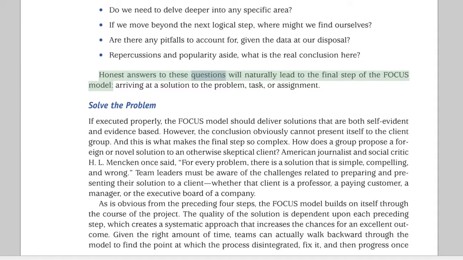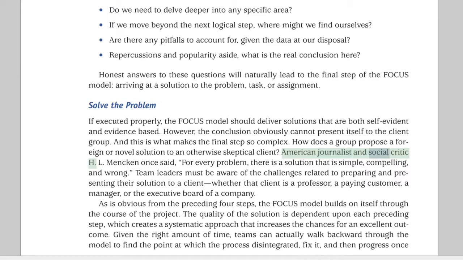Honest answers to these questions will naturally lead to the final step of the focus model, arriving at a solution to the problem, task, or assignment. Solve the problem. If executed properly, the focus model should deliver solutions that are both self-evident and evidence-based. However, the conclusion obviously cannot present itself to the client group. And this is what makes the final step so complex. How does a group propose a foreign or novel solution to an otherwise skeptical client?